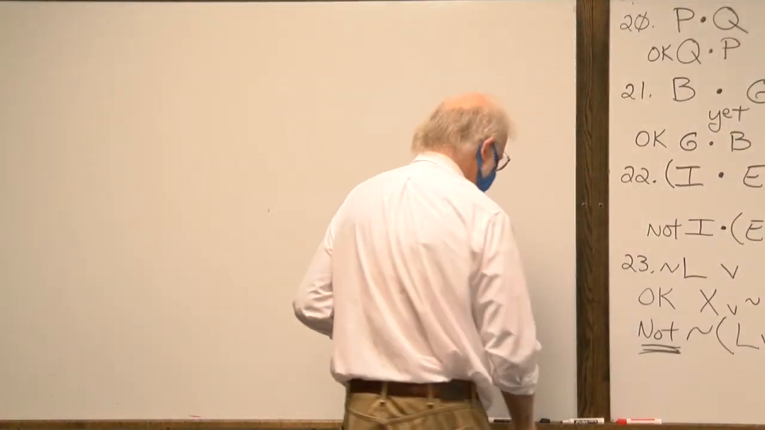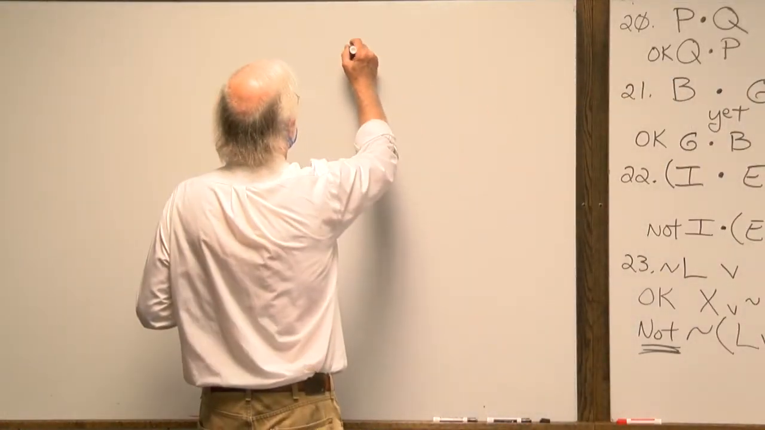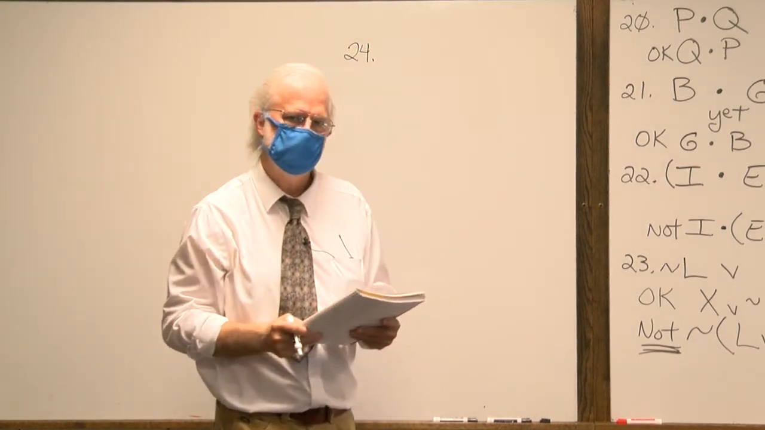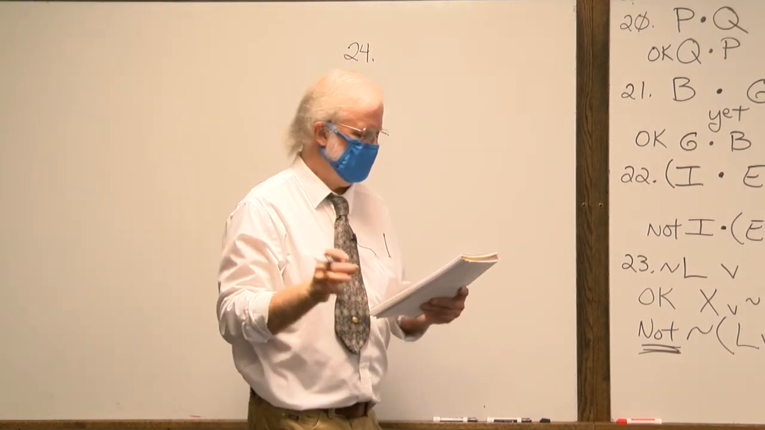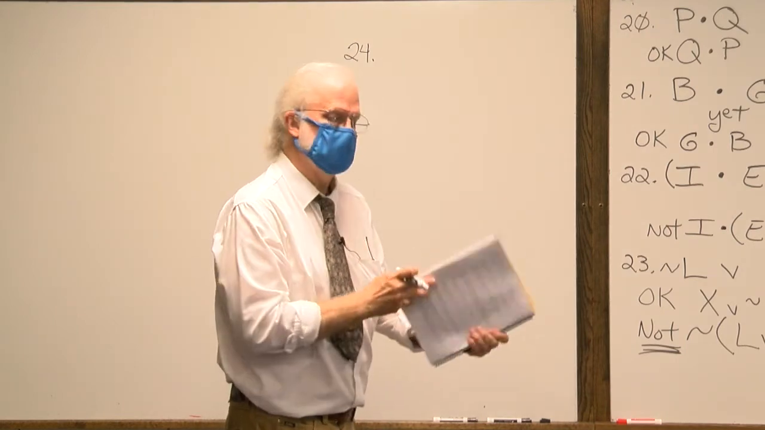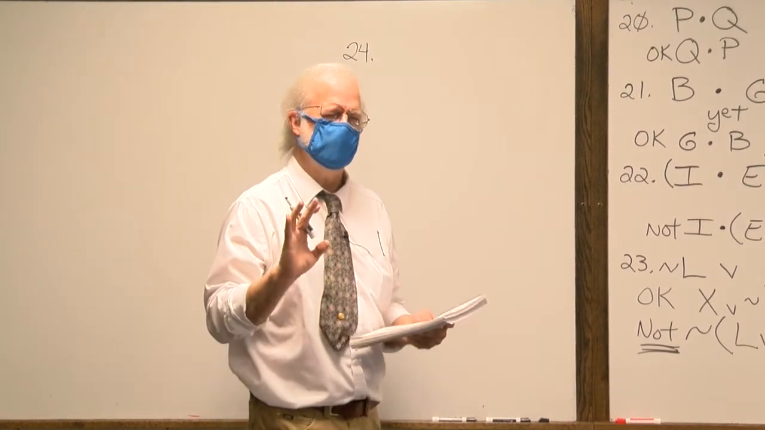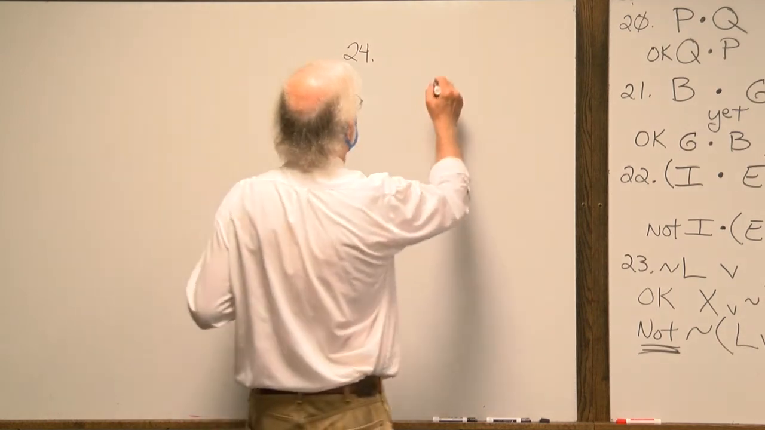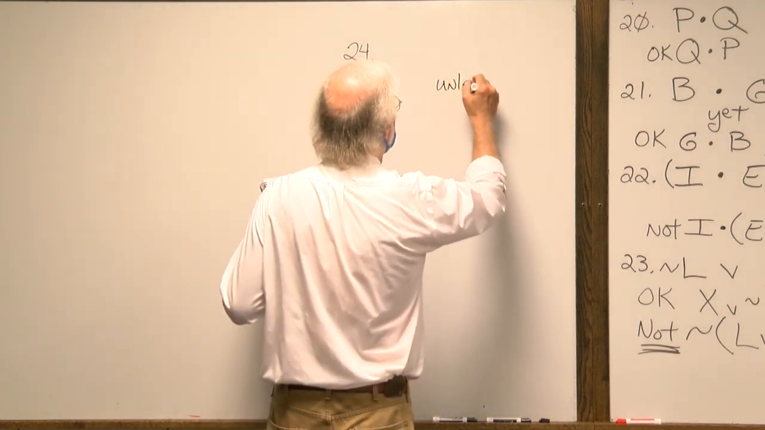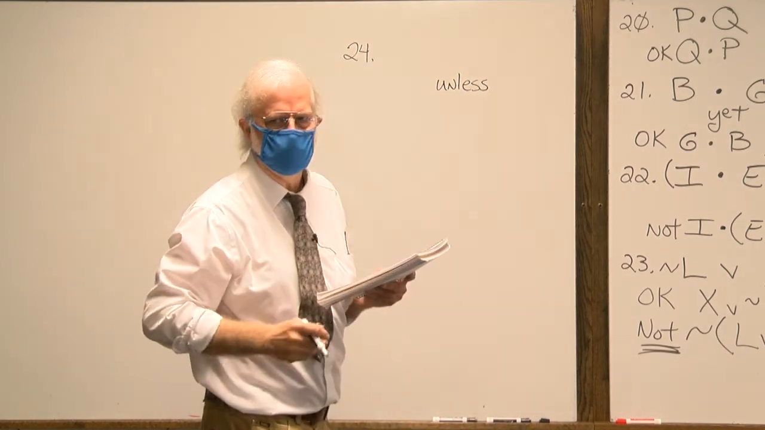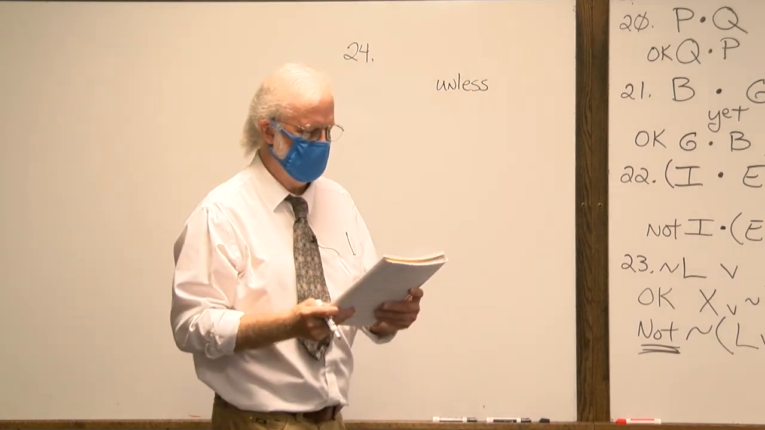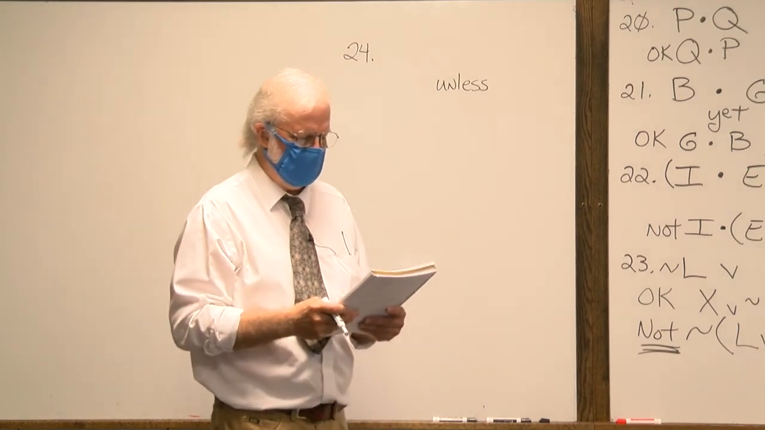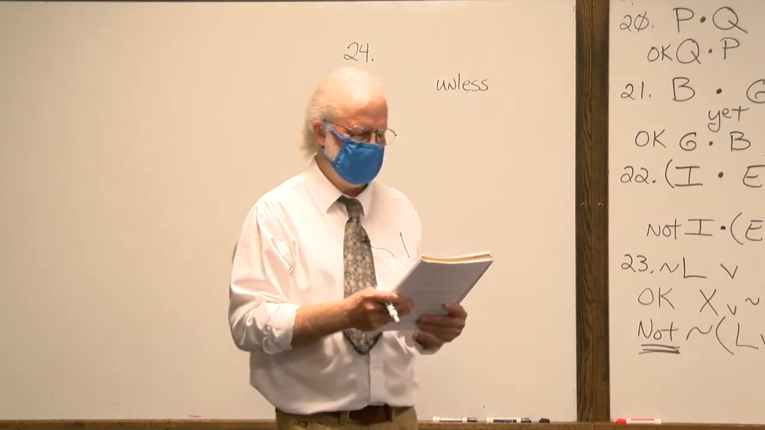Looking at 24, this one is also relatively short. What it does, again, like number 21, is to revolve around a word that may be less than obvious to us, and that's the word unless. What is the logical function of the word unless? Well, let's look at the problem. We've got two simple statements.